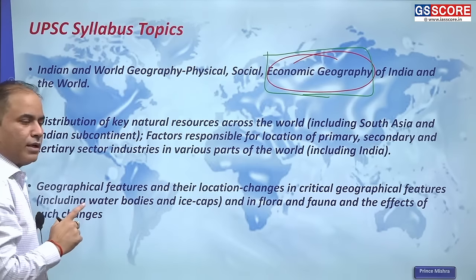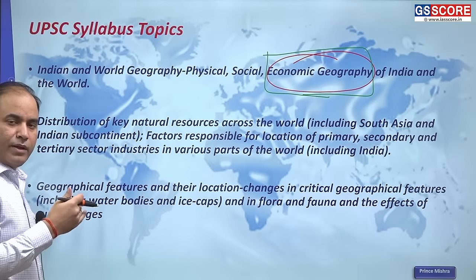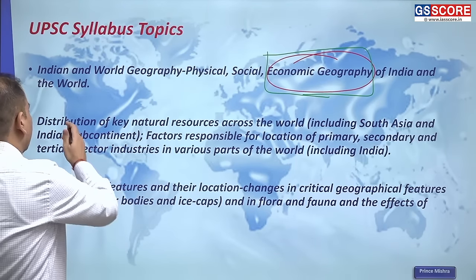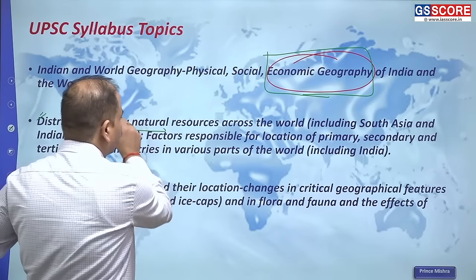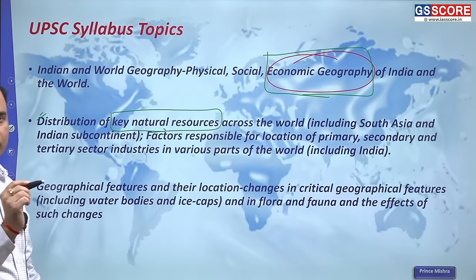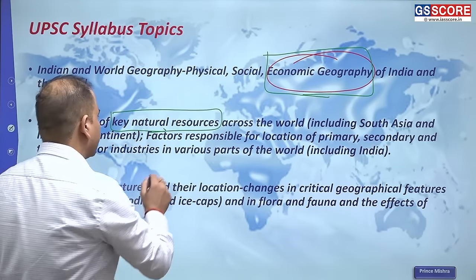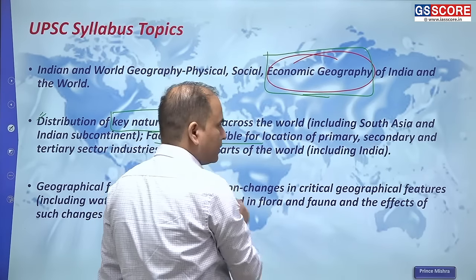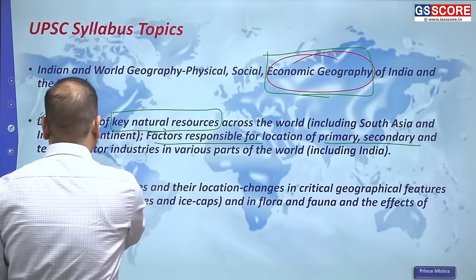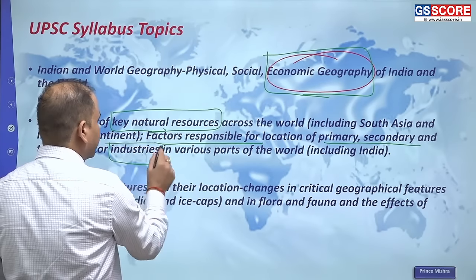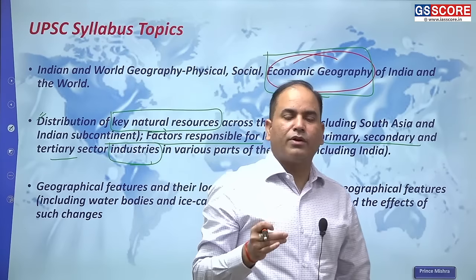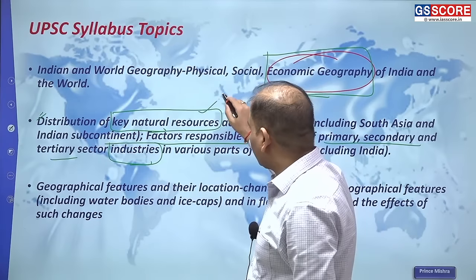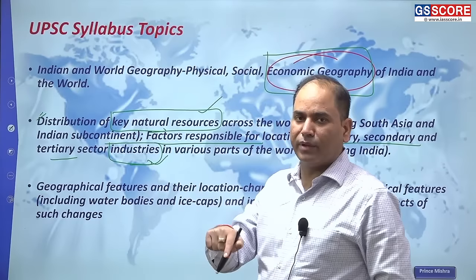Now when you look at the mains syllabus, you will find economic geography mentioned under the topic of distribution of key natural resources across the world, and also topics like factors responsible for location of primary, secondary, tertiary sector industries. So economic geography is primarily mentioned under two broader subheads in your mains syllabus, that is resources and industries.